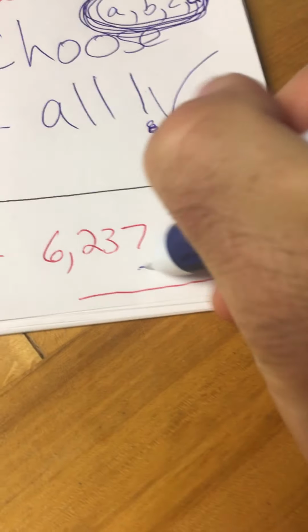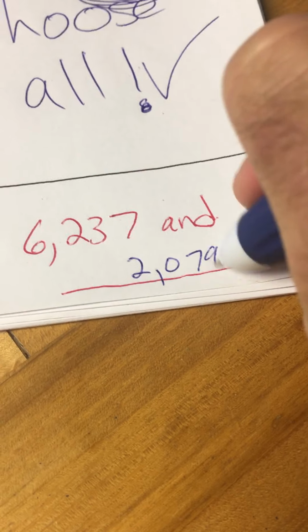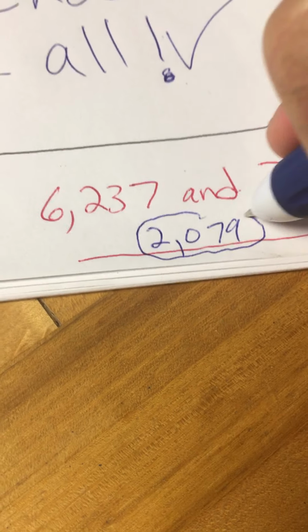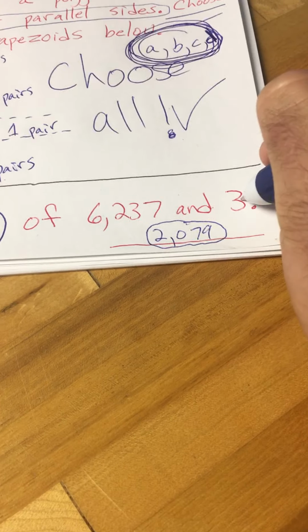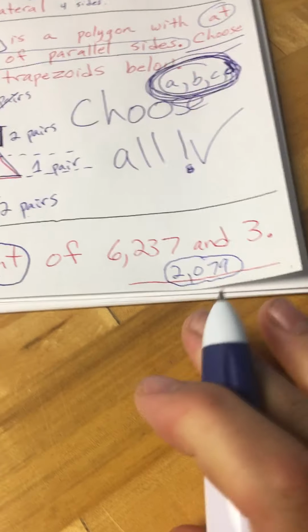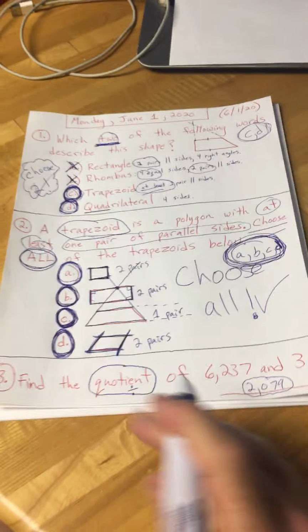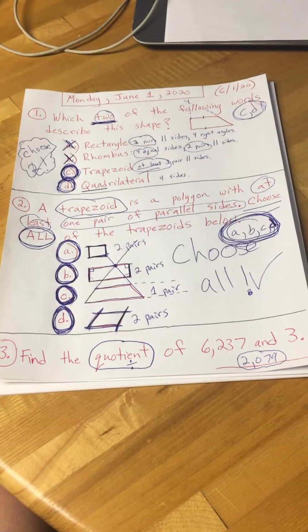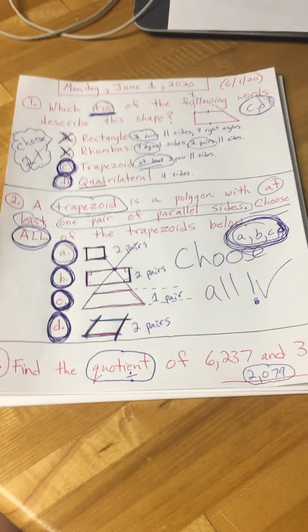The quotient, let me switch colors back, is 2,079. If you took 6,237 and broke it into 3 equal groups, every group would have 2,079 in them. And that is our work for today. Give yourself some snaps. Nice job.